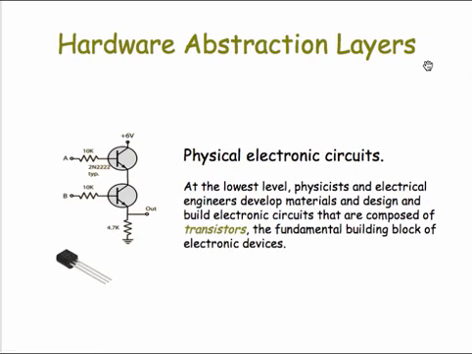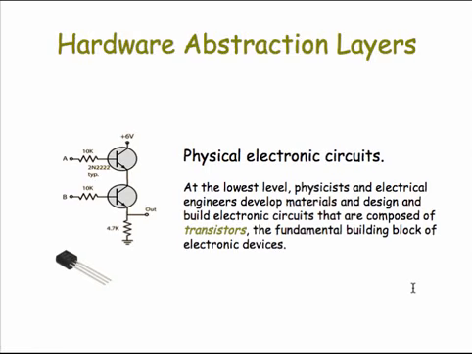At the lowest abstraction layer are the physical electronic circuits. These are composed of transistors, the fundamental building blocks of all electronic devices. And transistors and the other materials, such as the silicon chips the circuits are printed on, are designed by physicists and electrical engineers. But all electronic devices contain circuits and transistors.